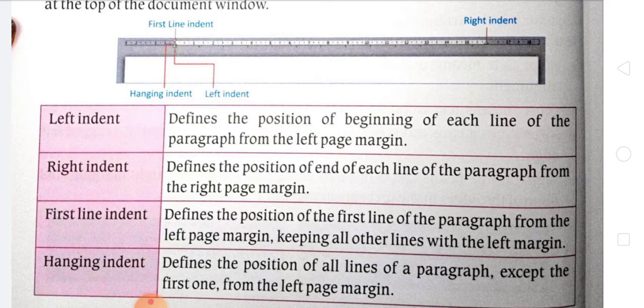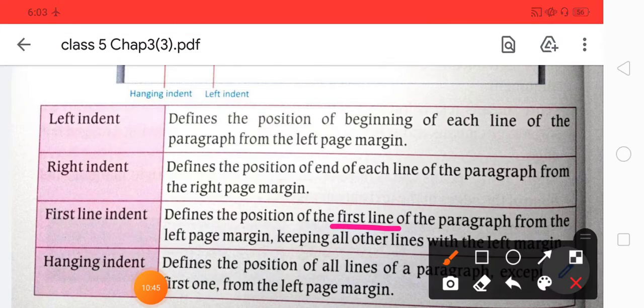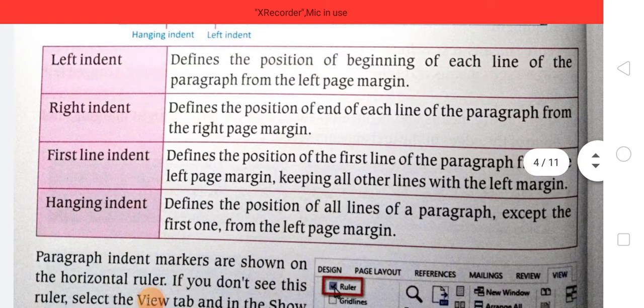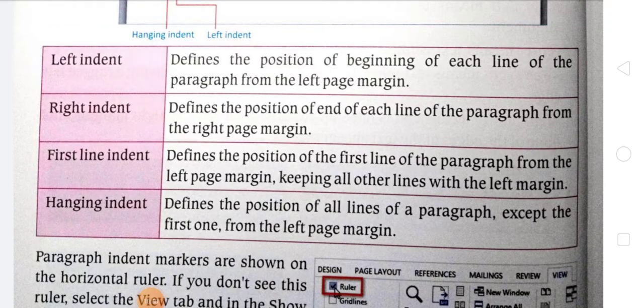Then the first line indent defines the position of the first line of the paragraph from the left page margin, keeping all the other lines within the left margin. So this is applied only to the first line of the paragraph. And what is hanging indent? Hanging indent defines the position of all lines of the paragraph except the first one from the left page margin.